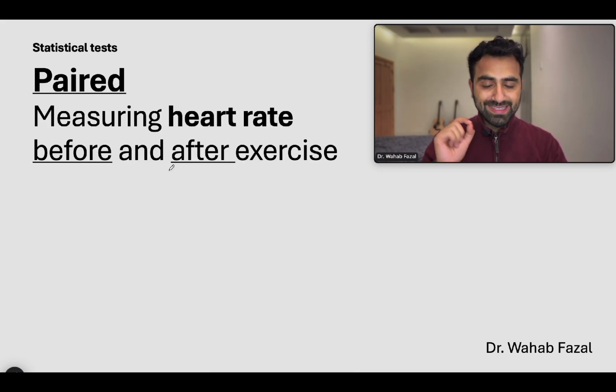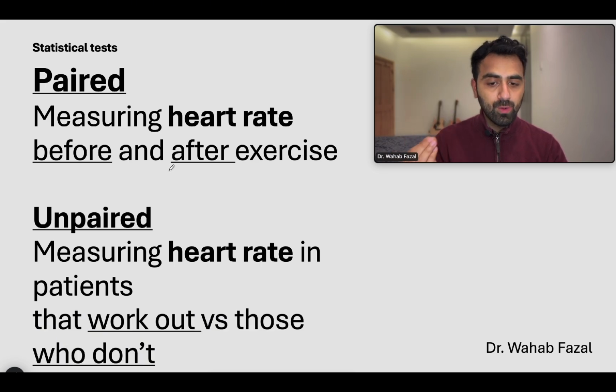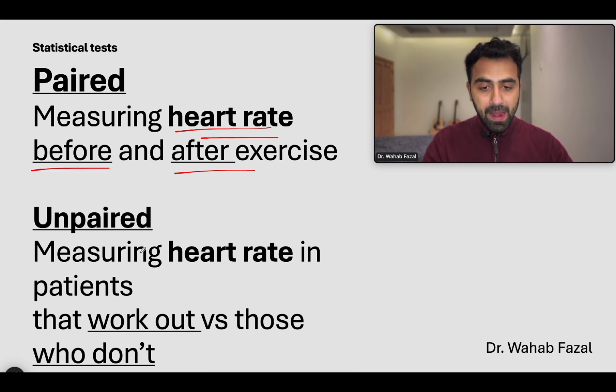So let's take an example of paired group, measuring heart rate before and after exercise. Unpaired group, measuring heart rate in some patients, right? That work out versus those who don't. So in paired group, it's going to be the same group of people. Before exercise, you measure their heart rate, and after exercise, you measure their heart rate. Unpaired is going to be different people who work out and people who don't work out. So that's the difference between unpaired and paired t-test.